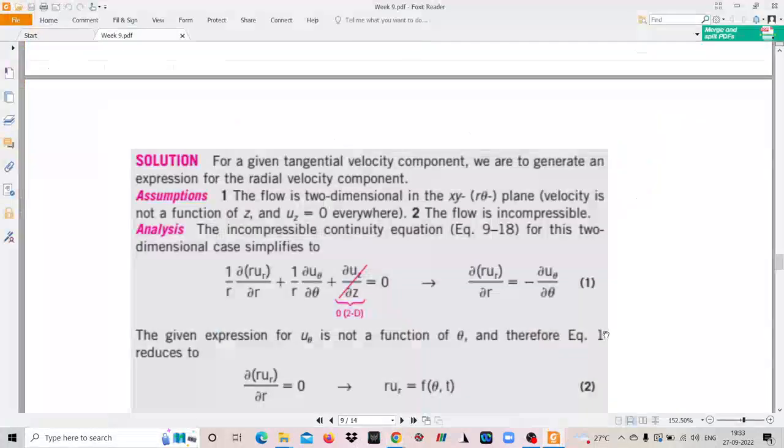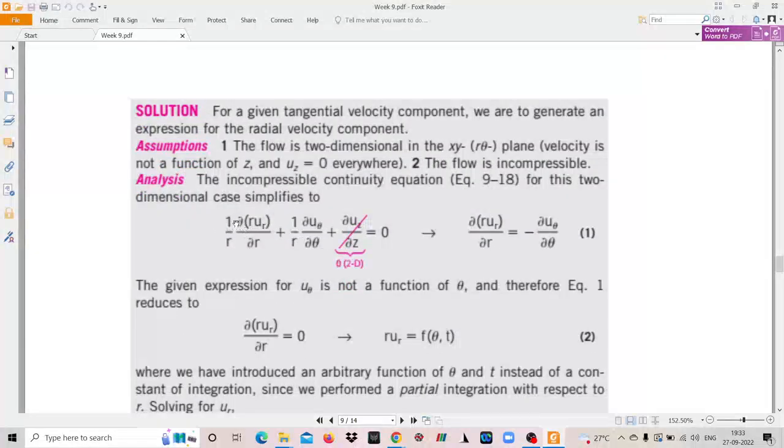The continuity equation for incompressible flow in the cylindrical coordinate system, when we are neglecting the z direction, is 1 by r del by del r of r u r plus 1 by r del u theta by del theta equal to 0.